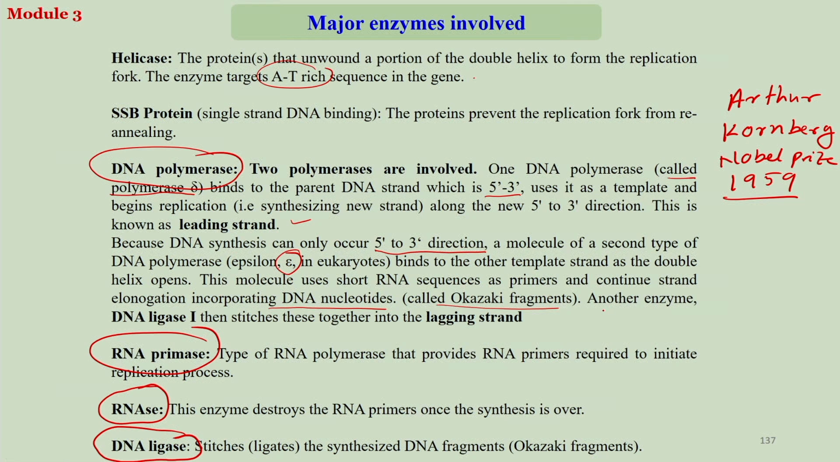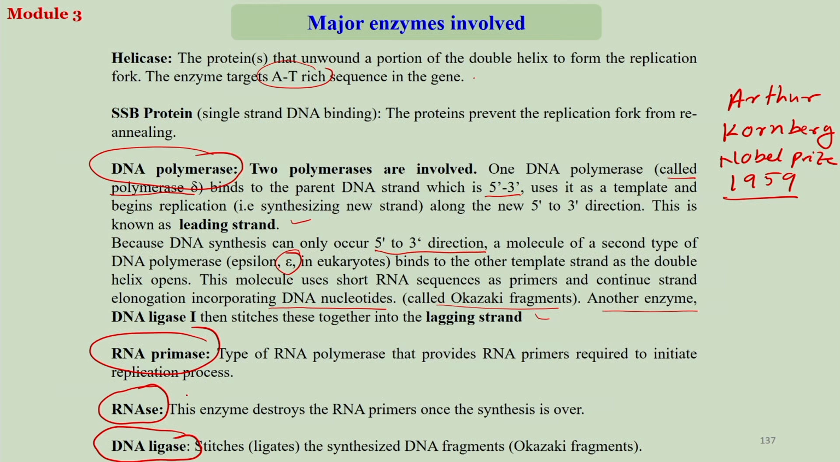Then comes another enzyme, DNA ligase, that stitches the fragments together into the lagging strand, that is also needed for the leading strand as well. RNA primase, as I mentioned, is a type of RNA polymerase that provides RNA primers. So, DNA polymerase synthesizes DNA, RNA polymerase will synthesize RNA. So, RNA primase is a variety of RNA polymerase that will synthesize small RNA primers required to initiate the replication process.